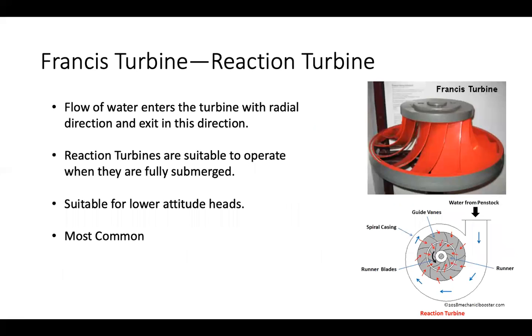Francis turbine. The Francis turbine is a kind of reaction turbine. The flow of water enters this turbine in a radial direction and exits in this direction. Reaction turbines are suitable to operate when they are fully submerged and held in a container, so the water pressure can be controlled. It is also suitable for lower latitude heads and lower pressure heads. It is also the most common turbine used in hydropower plants.